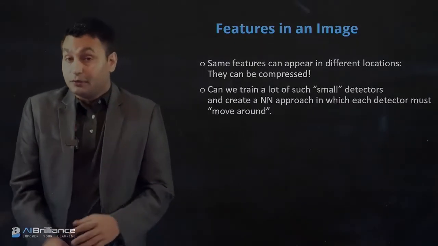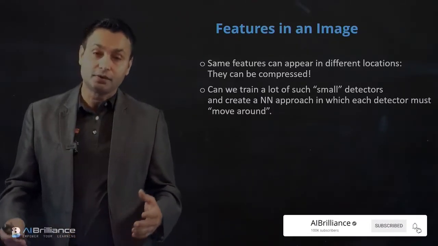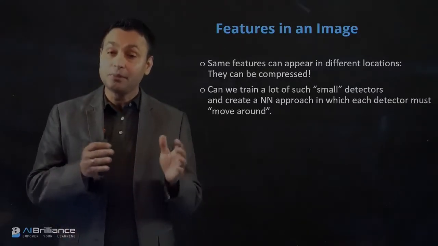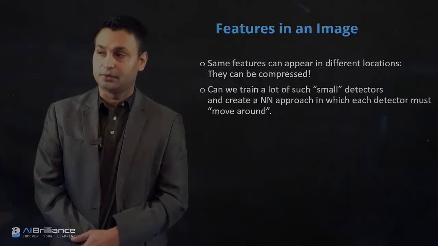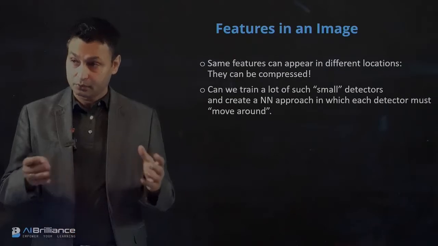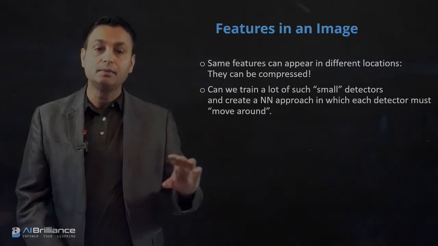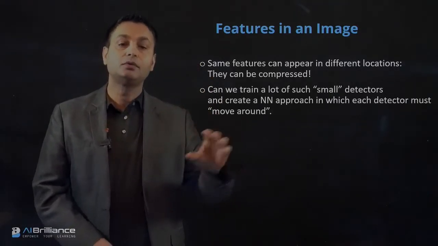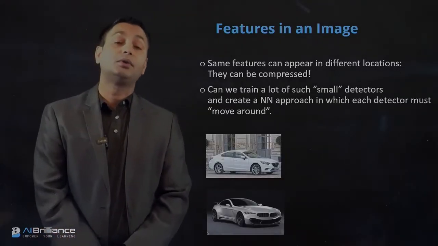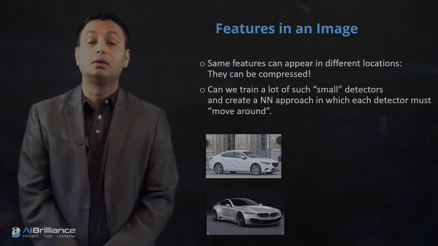If you have different images of cars, the same features, for example the headlight, the car tires, or the rear-view mirrors, will appear in different locations in the different images. So can we compress them, and create a system where we train a number of small detectors, and each detector can also move around in the image, so that we can identify those small features even if they are located in any portion of the image? That is the main intuition behind the main computational framework in CNNs.